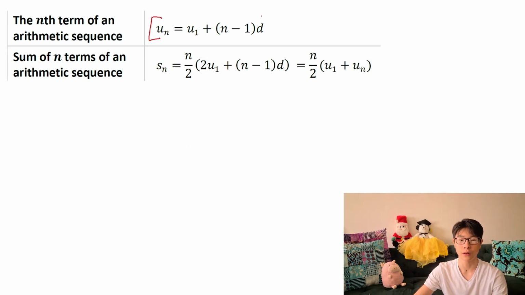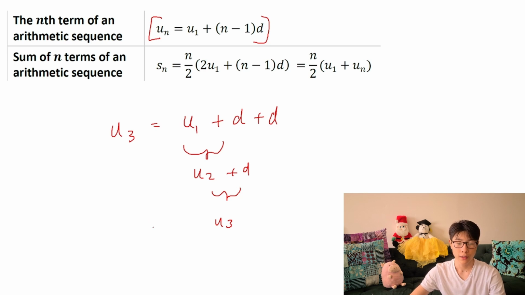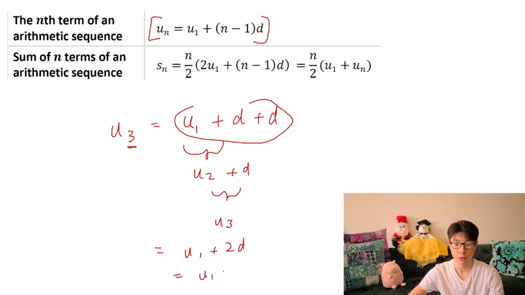How does this formula work? Well, if we want u_3, for example, u_3 is basically just u_1 plus d plus d, right? Because u_1 plus d, the common difference, gives us u_2, and u_2 plus d yields u_3. Which means, in essence, if we simplify this part right here, u_3 is the same thing as u_1 plus 2d, and 2 is actually just 3 minus 1, which is why it's equal to u_1 plus (n minus 1)d. In this case, it's 3 minus 1, giving you 2. And that's how we get this universal equation here.